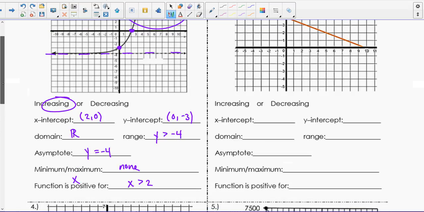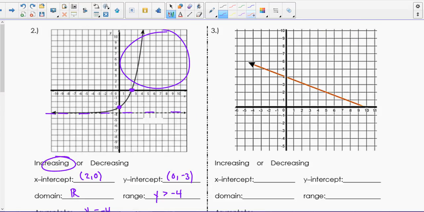Alright, let's try another one. Different color here. Okay, number 3. So, make a point right here. This is where your function stops because there's no arrow. I can see that as I go left to right, my function is falling, so it's actually decreasing this time. My x-intercept is at 10, 0. My y-intercept is up here at 0, 4.